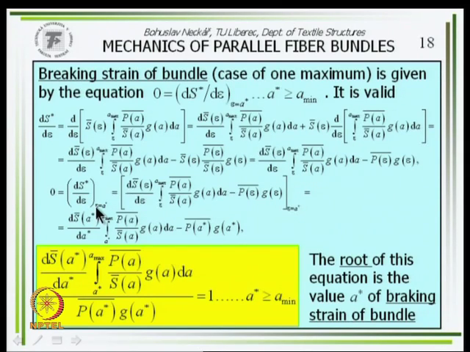It is equal 0 if epsilon is equal a star, the point in which the derivative equals 0. It is the maximum of force per one fiber in bundle. And this moment corresponds to the breaking strain of bundle. Breaking strain of bundle is A star. So in the point epsilon equal A star, this derivative must be equal 0. We know this expression, we made it, and then we obtain this expression, 0 equal this. After rearranging, we obtain this equation.